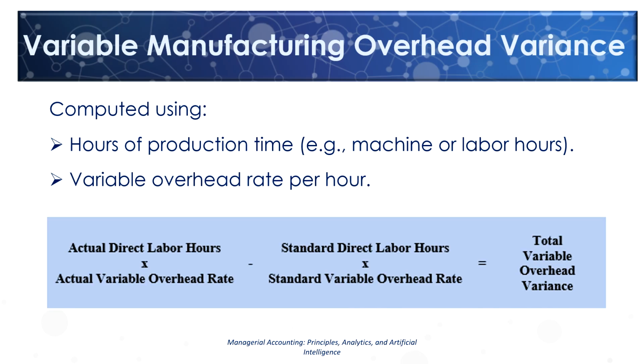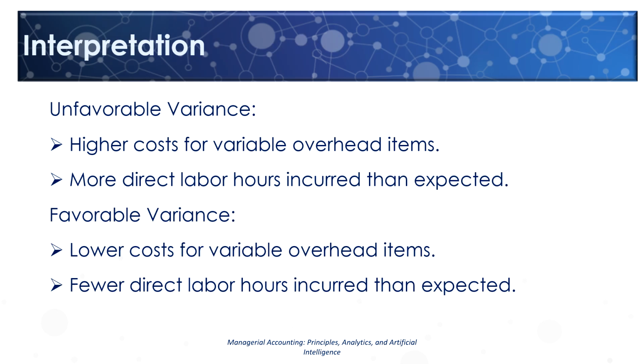The variable manufacturing overhead variance is computed by using the hours of production time, for example, machine or labor hours. That is multiplied times the variable overhead rate per hour. An unfavorable variable overhead variance indicates higher costs for variable overhead items, or more direct labor hours or machine hours incurred than expected. A favorable variance indicates lower costs for variable overhead items or fewer hours incurred than expected.